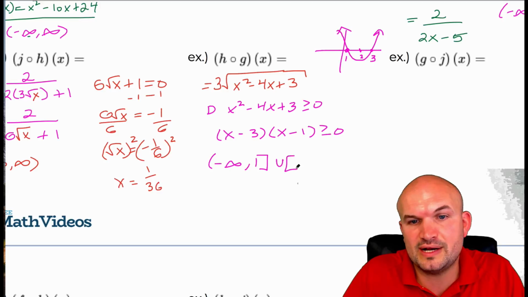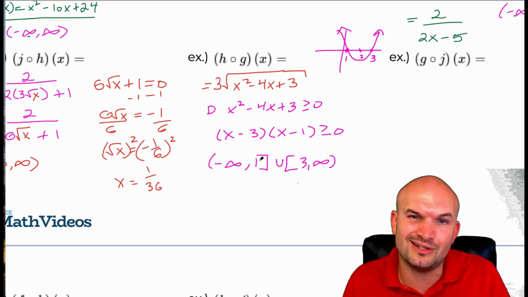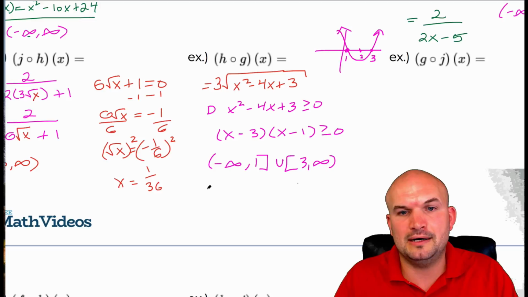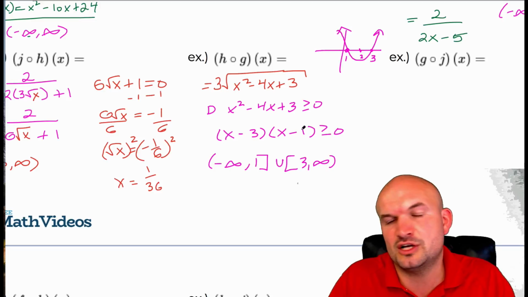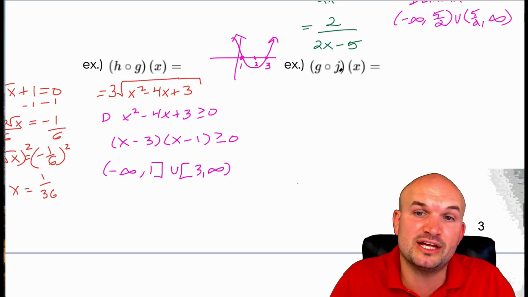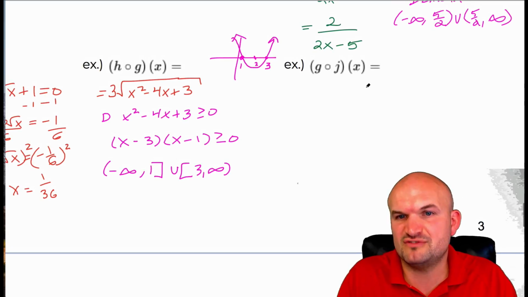Union 3 to infinity. Okay, so here is another example of taking a quadratic under a radical and just understanding it by using a graphical method, understanding the intercepts and the shape of the graph. All right, so now let's go and plug J into G. This one does not look like that much fun, but that's okay. We'll go ahead and plug it in.